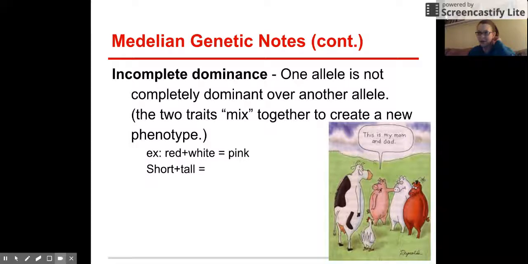Short one here, you guys. I'm going to teach you how to do one more type of Punnett square. This is called incomplete dominance. Now, incomplete dominance is exactly what it sounds like.